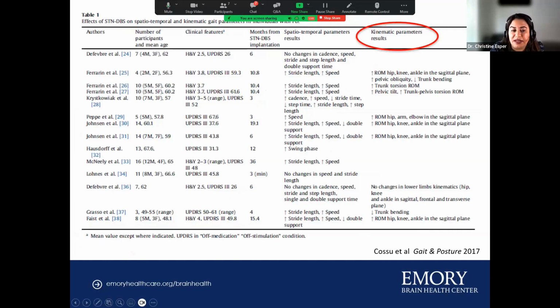So again, this is an overview of a number of studies that have been done. And as I mentioned, a number of these spatiotemporal parameters you can get from centers that do have the gait maps, but some of these specific kinematic parameters are really unique to 3D motion capture. And you can see with deep brain stimulation, particularly with this target, there have been some improvements, speed, stride length, some of the stooped posture that you can see here. So it's really, you can get a lot of information from this type of analysis.